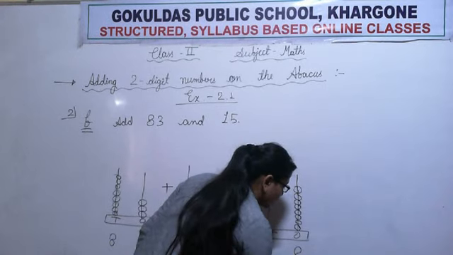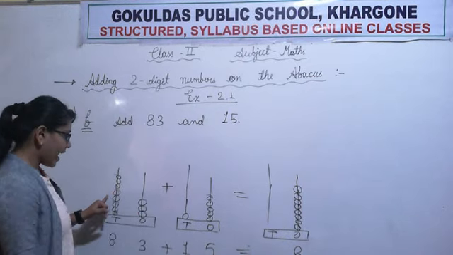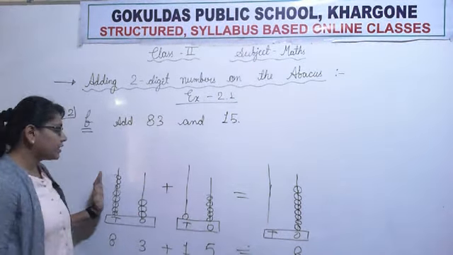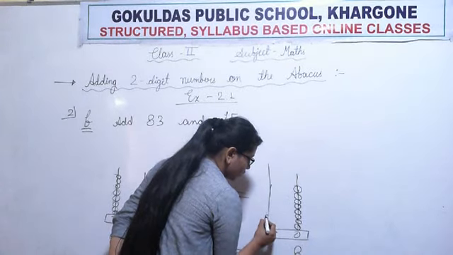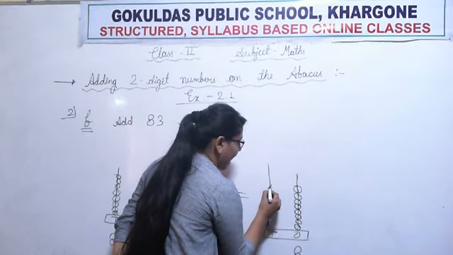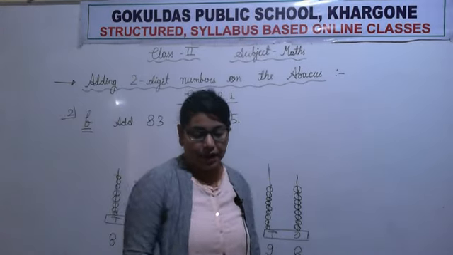We will also write it in the form of numeral. Now 8 beads plus 1 bead. 8 plus 1 is 9. Very good. So we will draw 9 beads. 2, 3, 4, 5, 6, 7, 8 and 9. And we will write it in the form of numeral also. So by adding 83 and 15 we get 98 as sum.